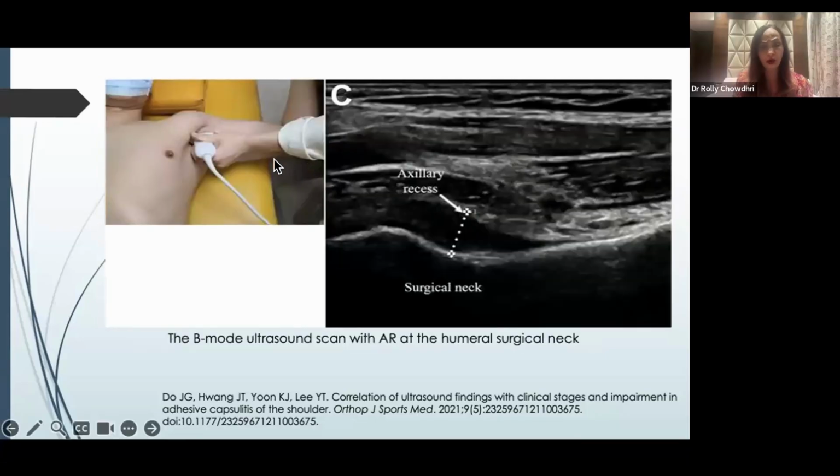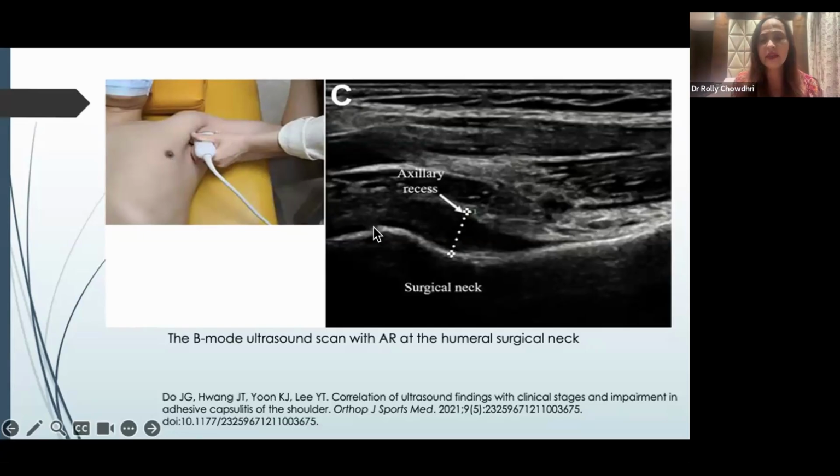Another very important thing we should try in all the patients in whom we are suspecting adhesive capsulitis is the axillary pouch. How to measure the axillary pouch or the axillary recess? This is coronal scanning, which we do. We ask the patient to keep the hands like this. We do the coronal approach.